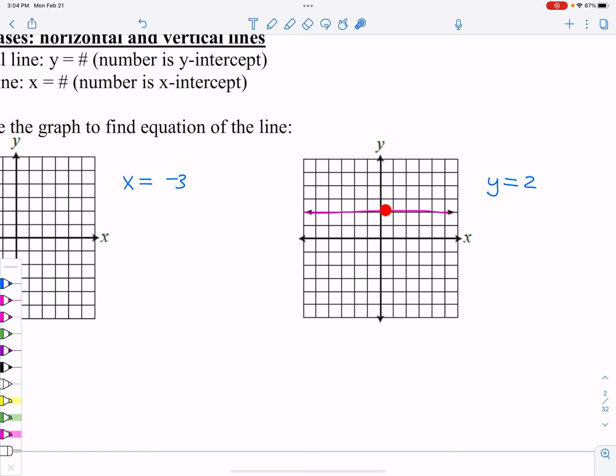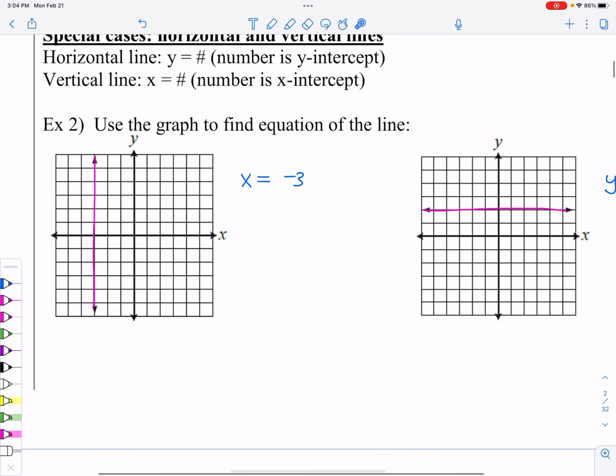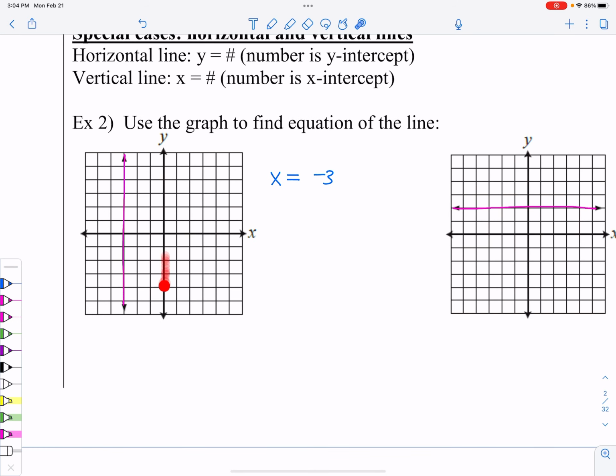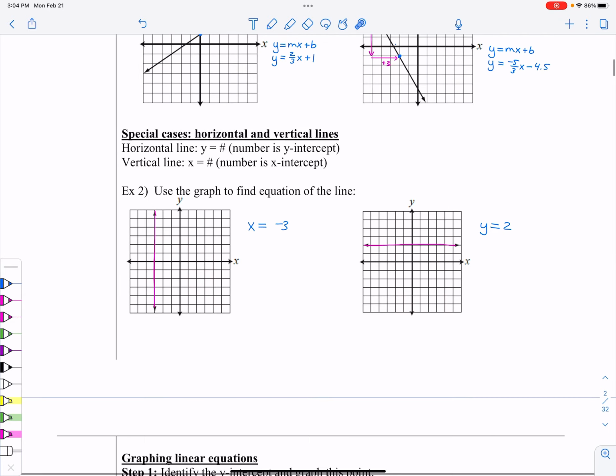So if I notice here, this line is crossing the y-axis. It never crosses the x-axis at all, but it's crossing the y-axis, so I know it's going to be y is equal to. On this one, this never crosses the y-axis at all, but it does cross the x-axis, so I know it's going to be x is equal to. So that's just a little trick to help you remember.